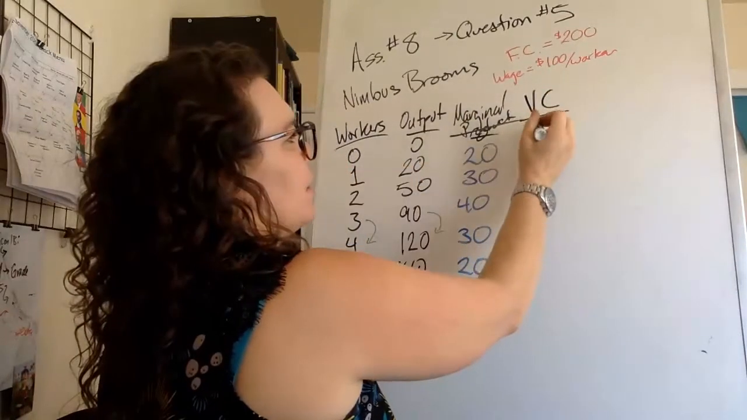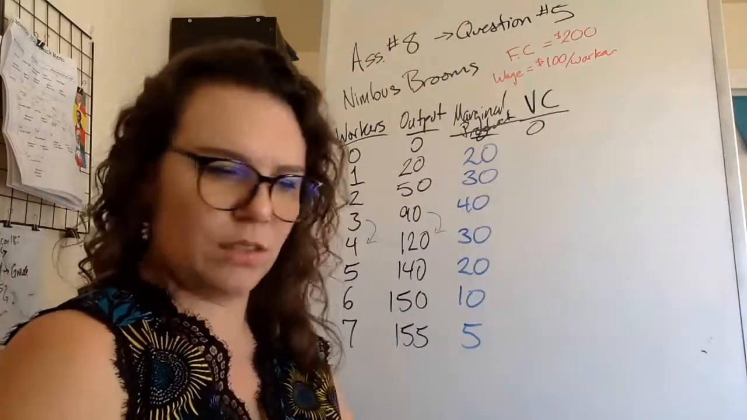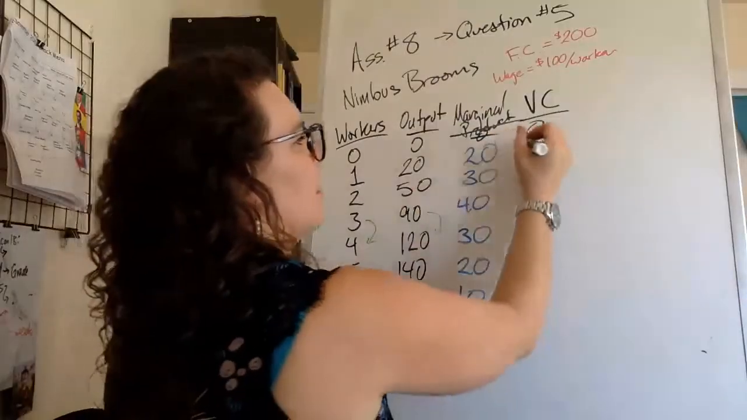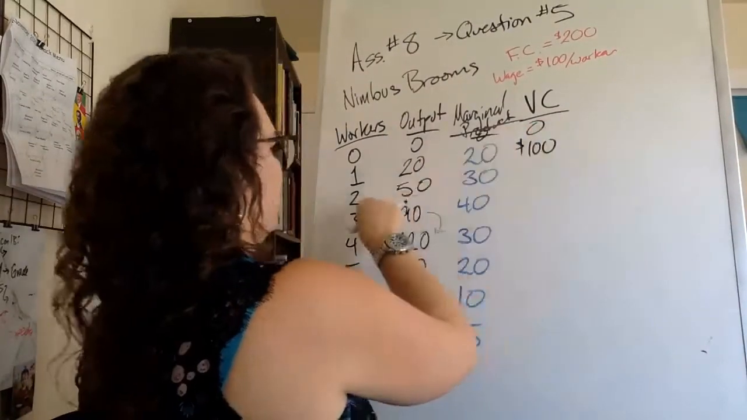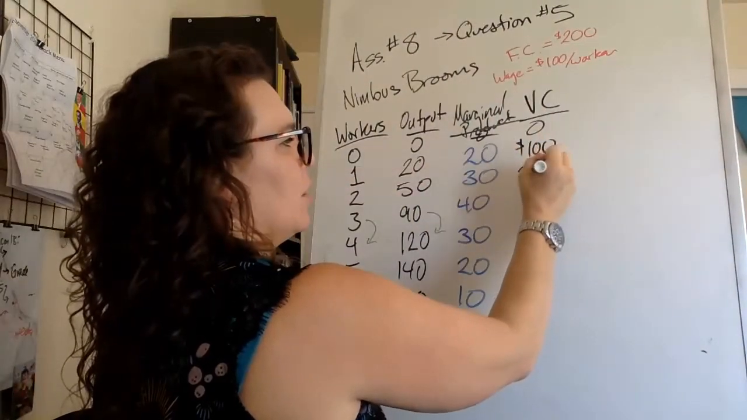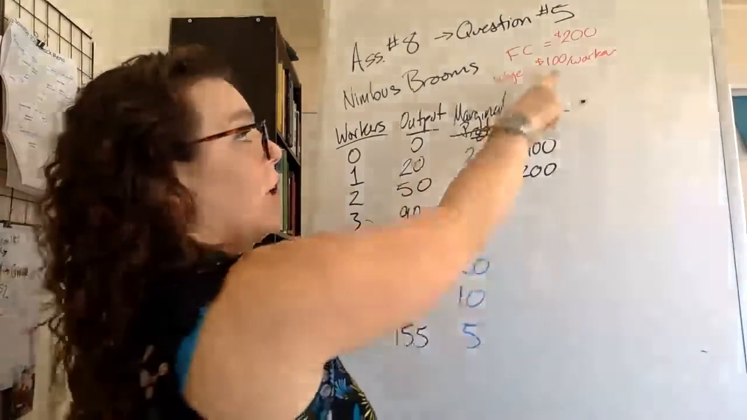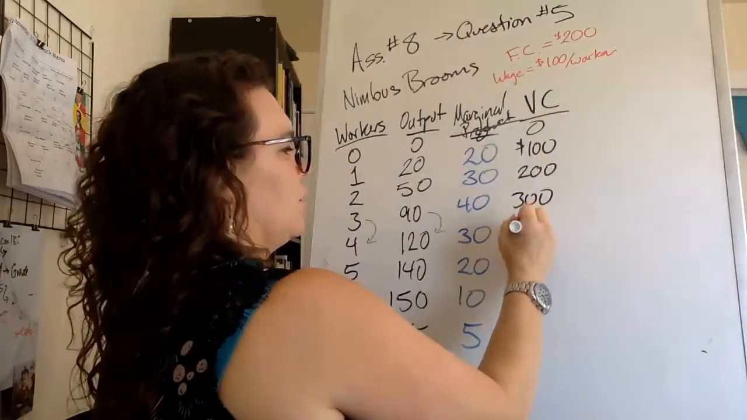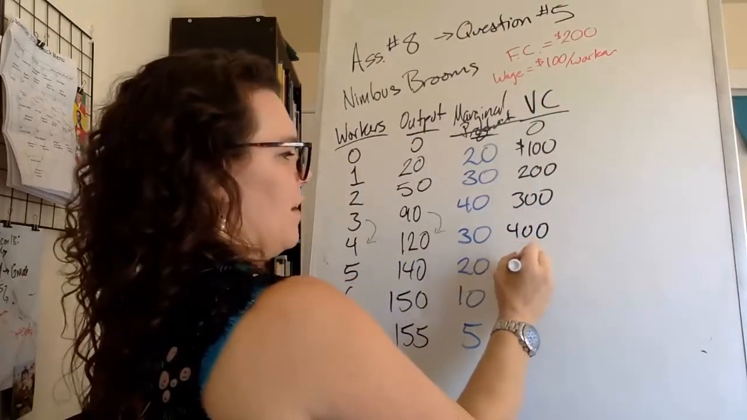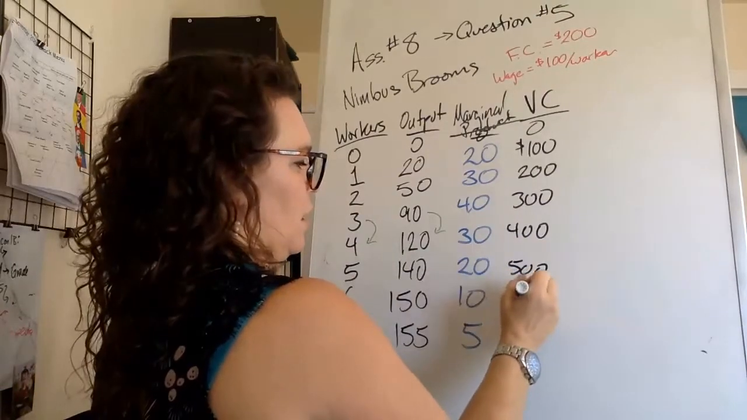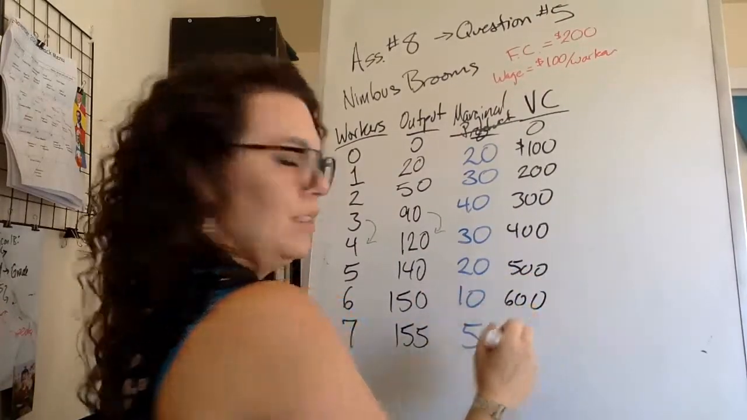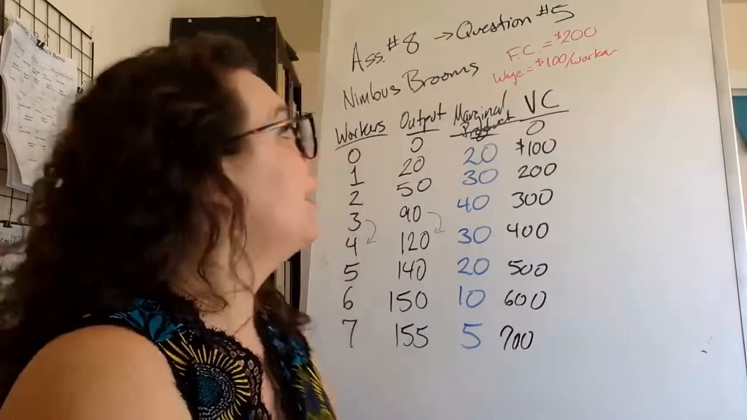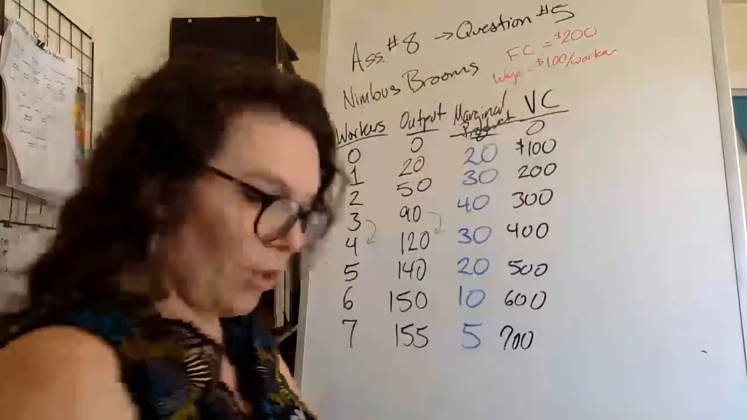At 0, we hire 0 workers, so that's easy. At 1, we have 1 worker, $100 per worker. That gives us a variable cost of $100. 2 workers times $100 each is $200. 3 workers, $100 each is $300. 4 workers, $100 each is $400. And 5 workers is $500 in wages. 6 workers, $600, and 7 workers, $700. The fixed costs stay the same. No matter what, it's an extra $200 just for the firm to be in business.